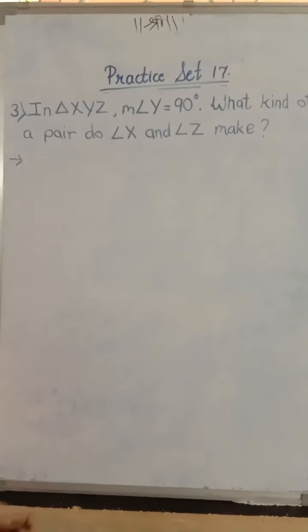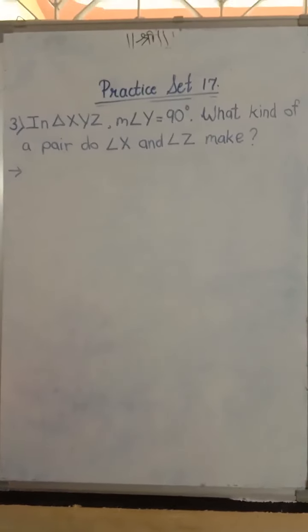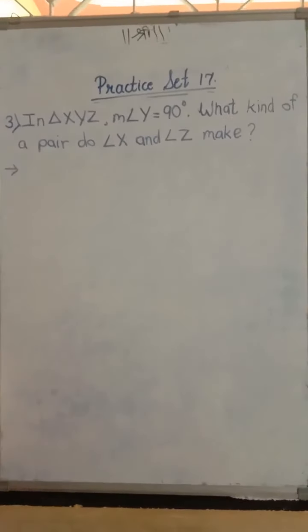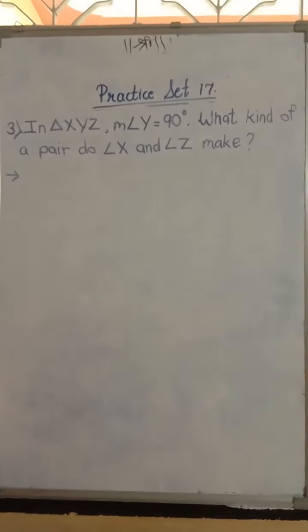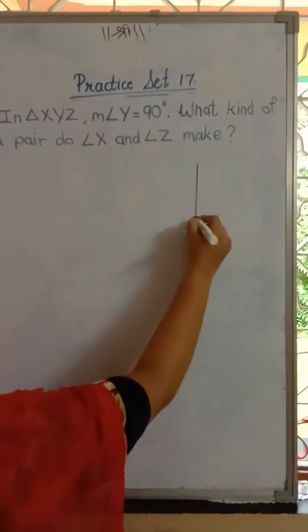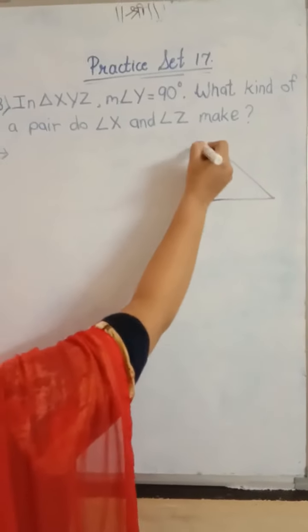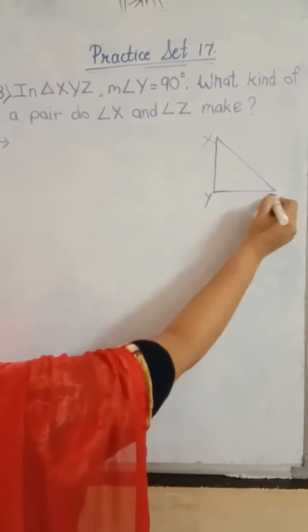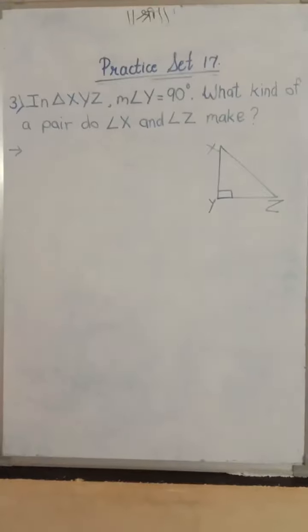So now first we will read the question. In triangle XYZ, measure of angle Y is equal to 90 degrees. Means is this a right angle triangle? You have learnt last year. Yes, 90 degrees means a right angle triangle. So we will draw a diagram of it first. Okay. So this is X, Y, Z, and they are saying Y is 90 degrees. So our diagram should be in this way.